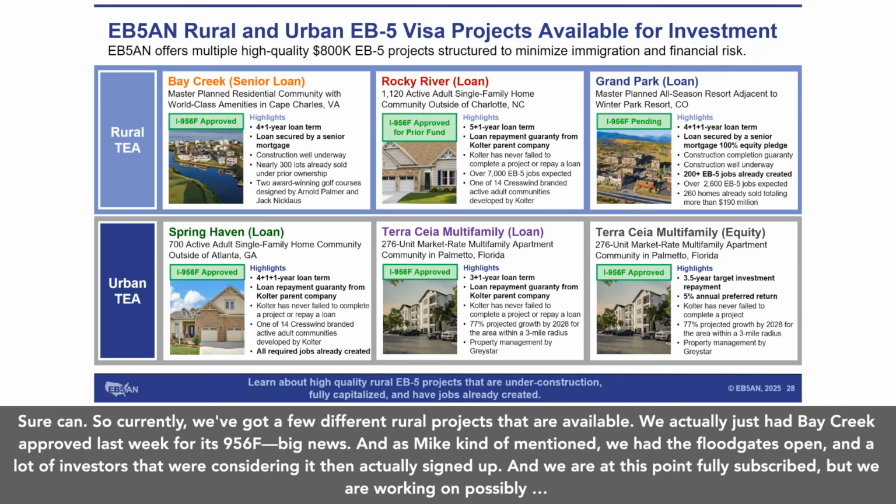Sure can. So currently we've got a few different rural projects that are available. We actually just had Bay Creek approved last week for its 956F, big news. And as Mike kind of mentioned, we had the floodgates open, and a lot of investors that were considering it then actually signed up, and we're at this point fully subscribed. But investors definitely change their minds, and we are possibly going to be able to expand that offering in the future. So stay tuned for that.